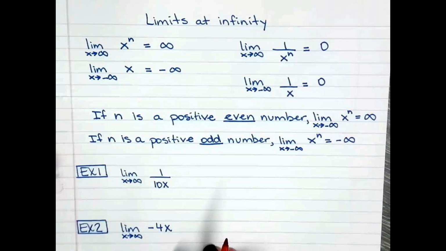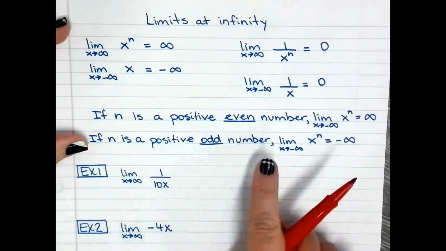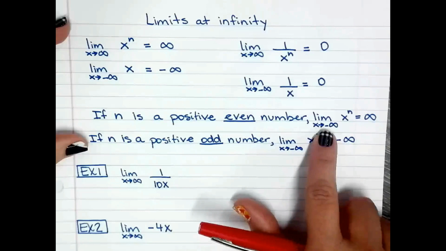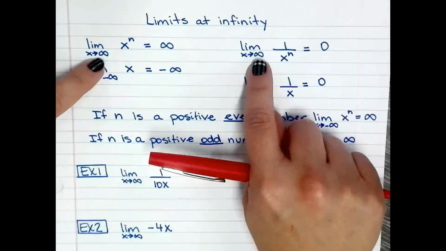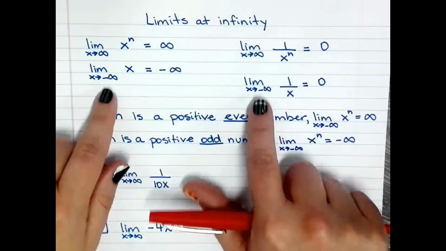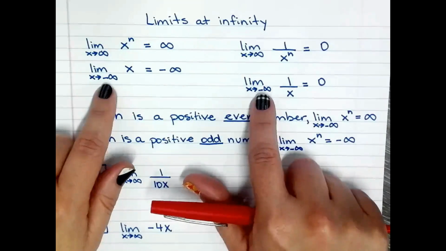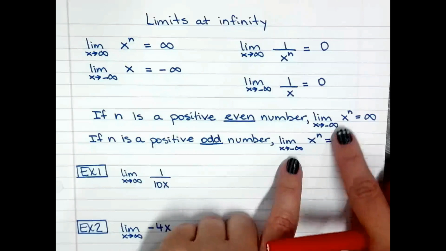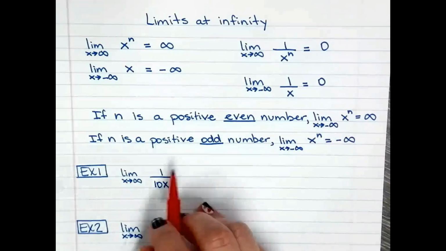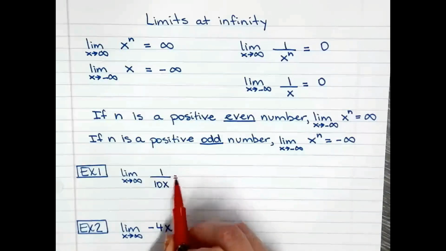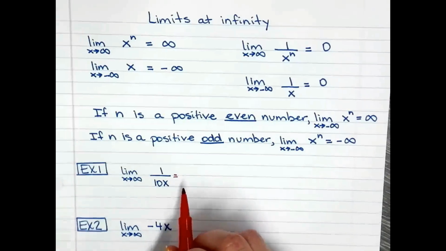So here we have the cheat sheet. Be careful that this one right here on top, they're approaching positive infinity, and these two, they're approaching negative infinity. And here you have something else for you to take into consideration. So let's go ahead and start taking care of this.